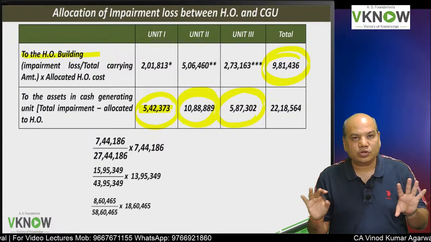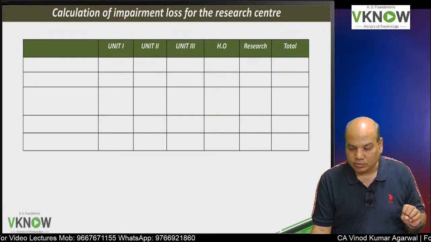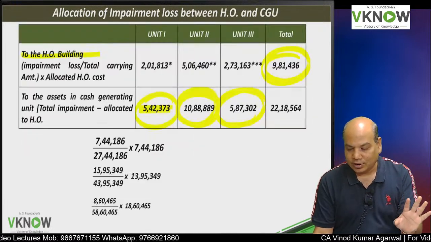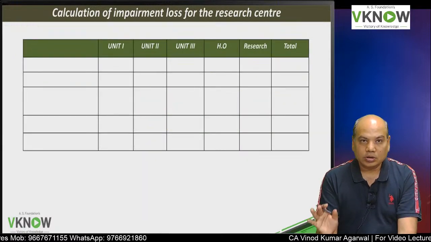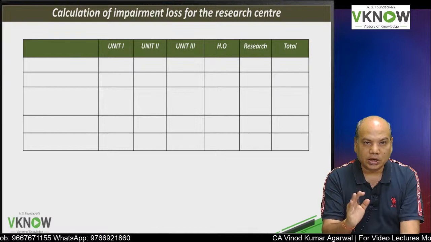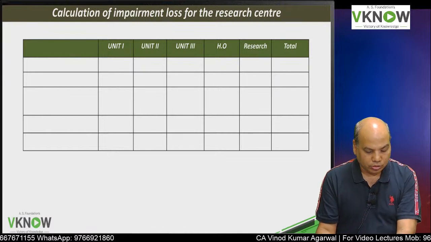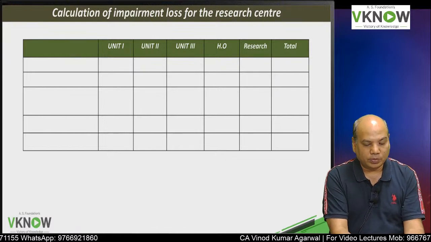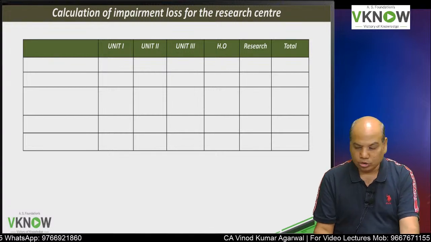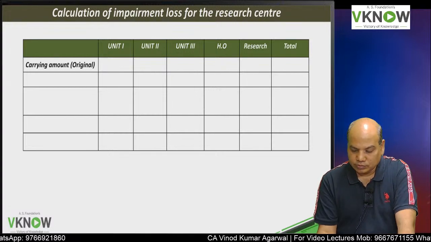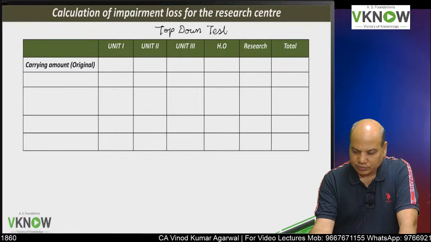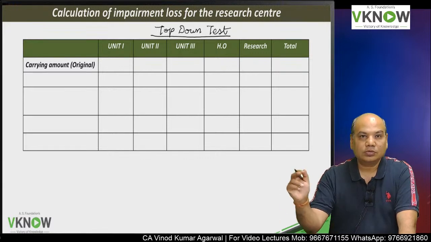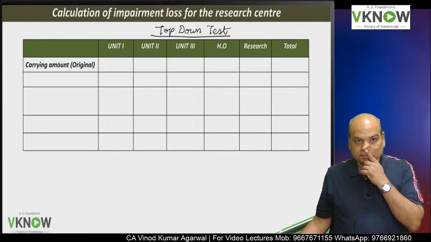If there was no research center in this problem, then my answer will end here. But because there is a research center also, and the carrying amount of the research center cannot be allocated, now we are going to apply what is called the top down approach. Top down test, it's written in the book. First we'll perform the bottom up test, then we'll perform the top down test.